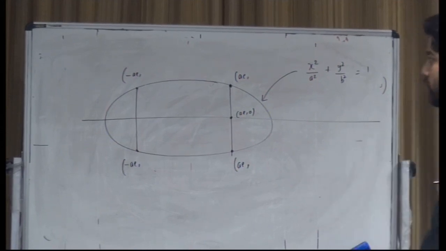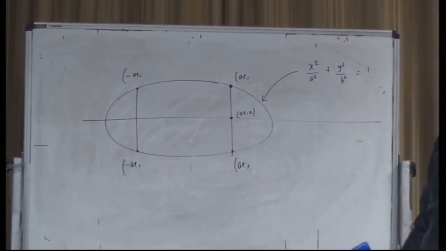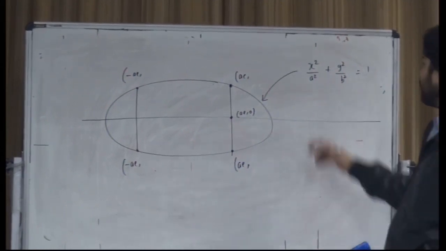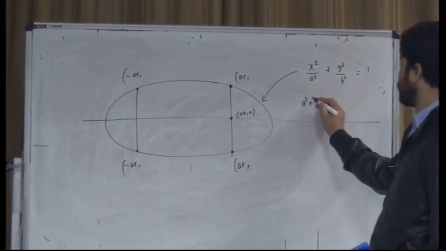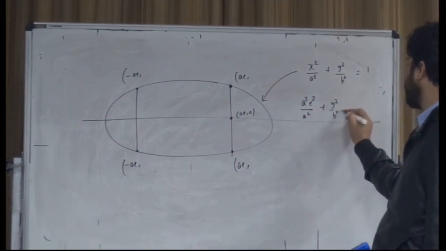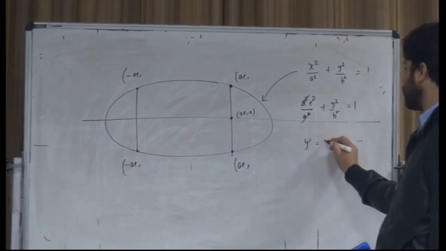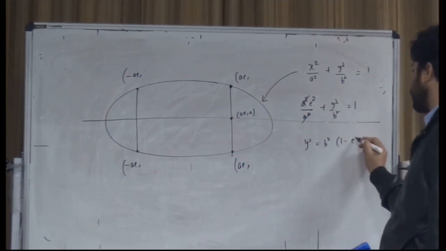Right? So I just have to replace x by ae to get my ordinate. So it will become a square e square upon a square plus y square upon b square is equal to 1. This and this gone. y square is equal to b square into 1 minus e square.